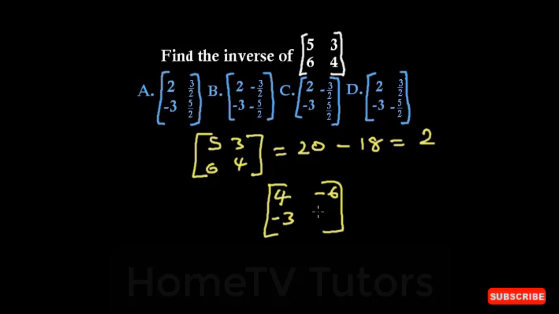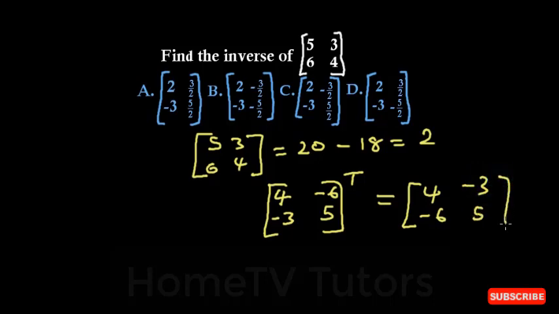The place sign is a positive sign, so we're left with 5. Then we make the transpose of this matrix. So we now have 4, minus 6, and minus 3, and 5.